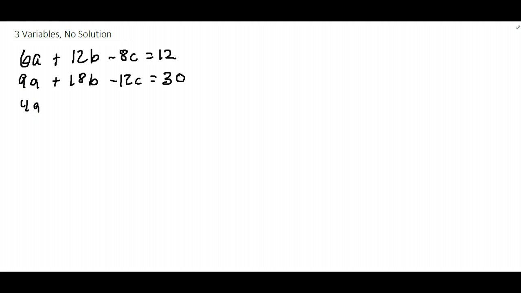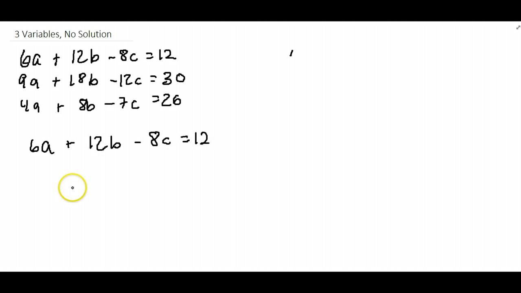4a plus 8b minus 7c equals 26. All right, so we have to eliminate a in the first 2 equations. So we just take those again. So we have 6a plus 12b minus 8c equals 12. And the second one is 9a plus 18b minus 12c equals 30.